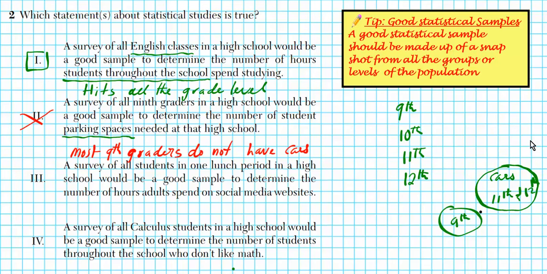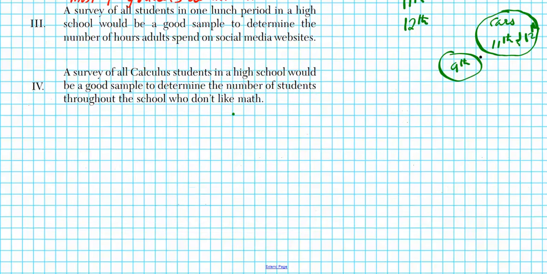Now let's take a look at the next one. A survey of all students in one lunch period in a high school would be a good sample to determine the number of hours adults spend on a social media website. Okay, so let's see. This is the adults. This is what we want to have a snapshot of: the hours adults spend on social media, adults' time on social media.